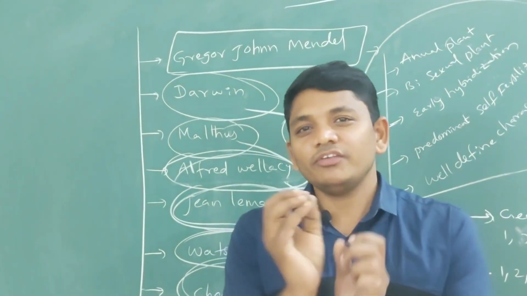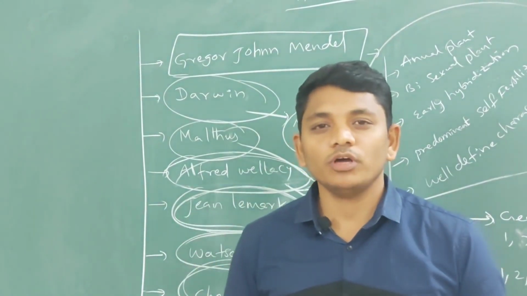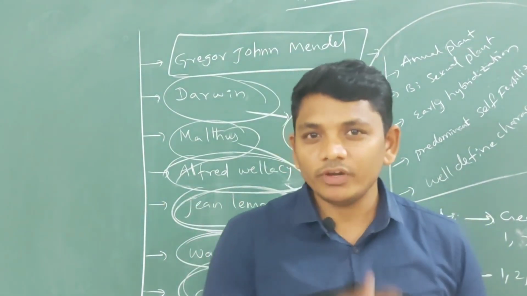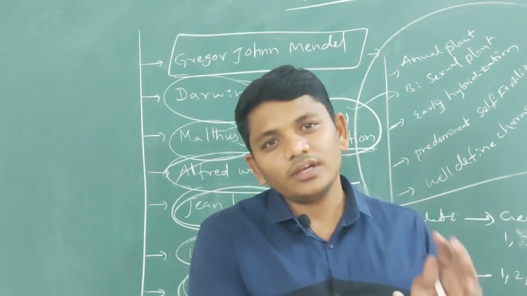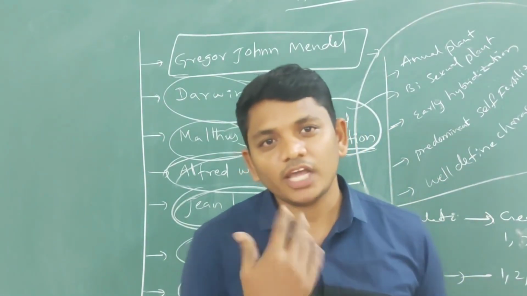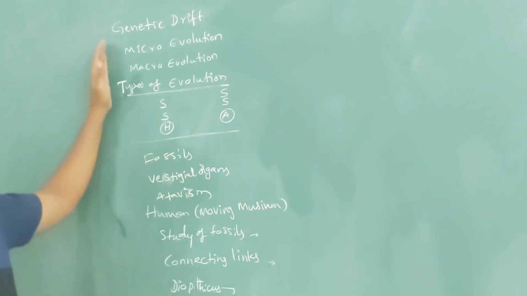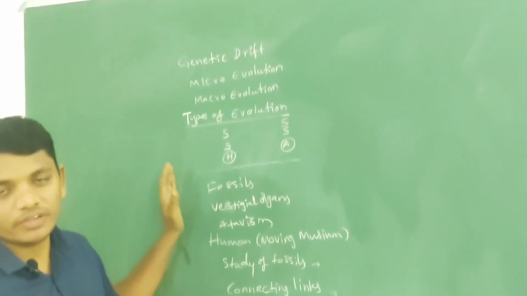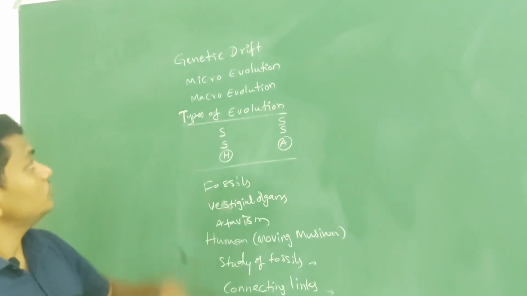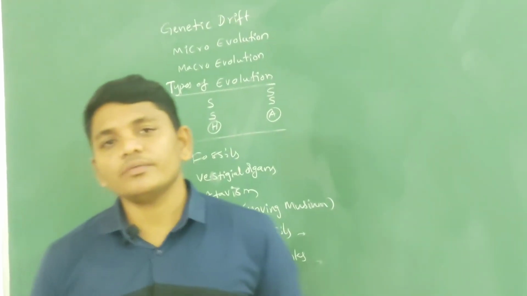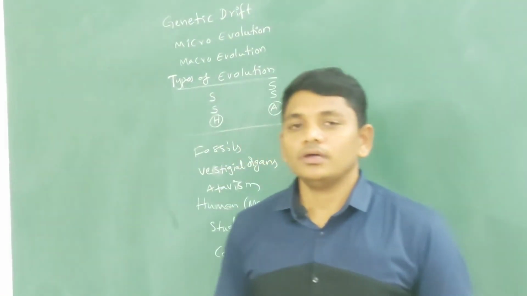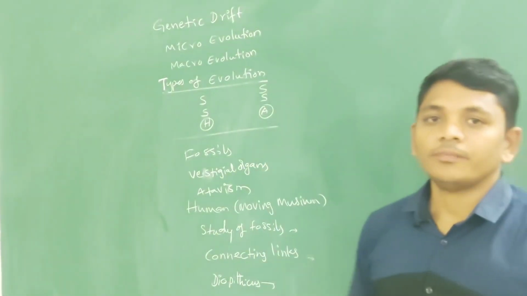Some difficult concepts are there in the textbook. We will discuss one by one. Okay, I will write down the side headings. After that, I will explain that. Okay, let us discuss one by one. These things are mentioned in our textbook and are very important. So, genetic drift. Genetic drift is a very important definition in our exam.